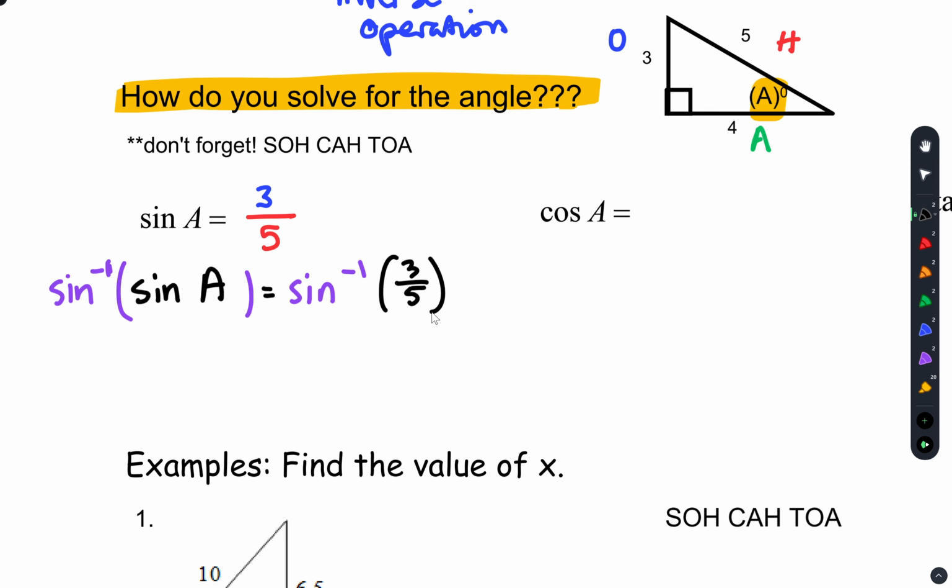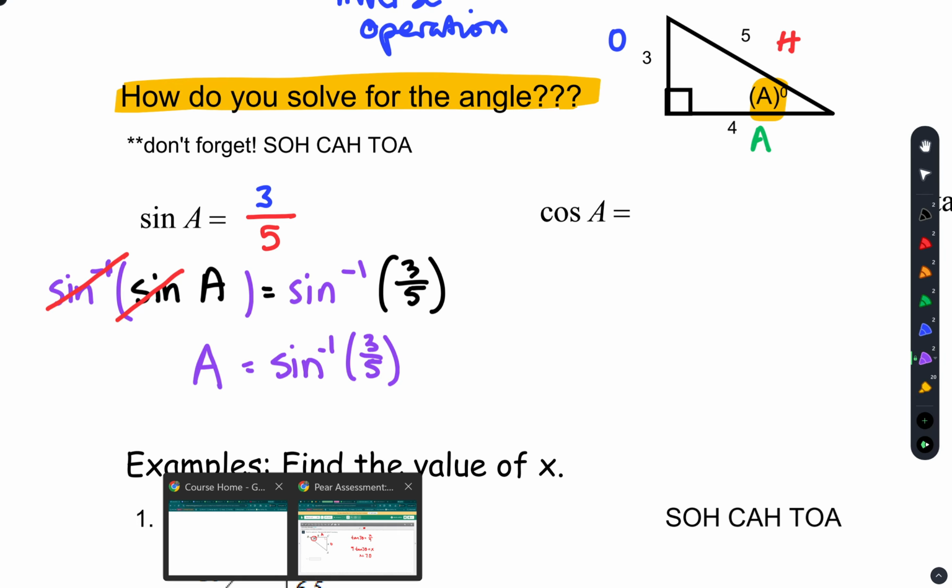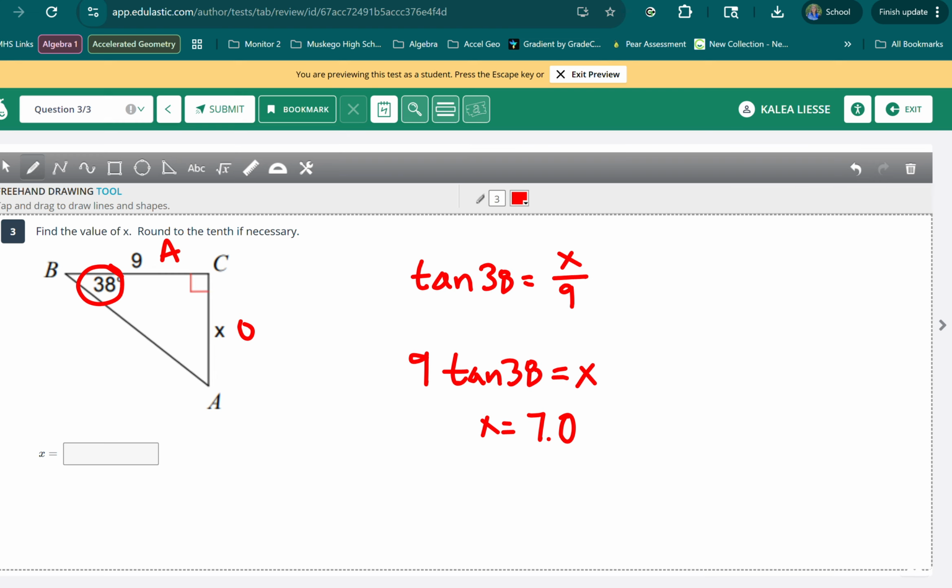A sine inverse cancels out a regular sine. So all I'm left with on the left side should be that angle A. And what I have on the right side is sine inverse of 3/5. And that is what I'm about to put into my calculator. So let's go to my calculator. I'll show you where the buttons are.